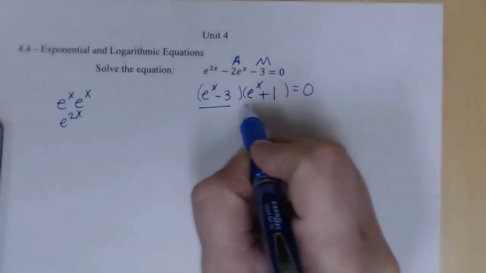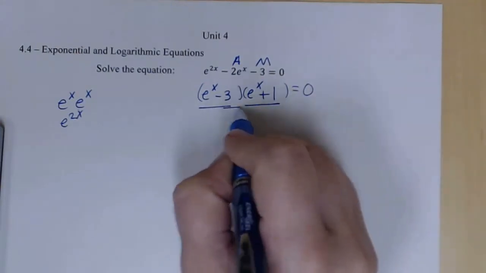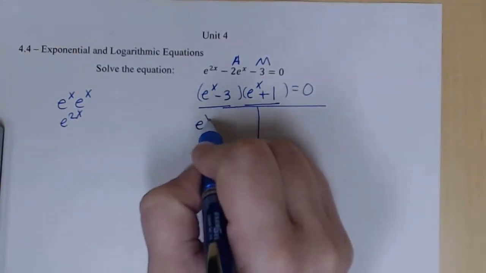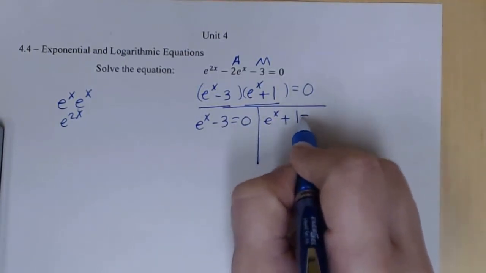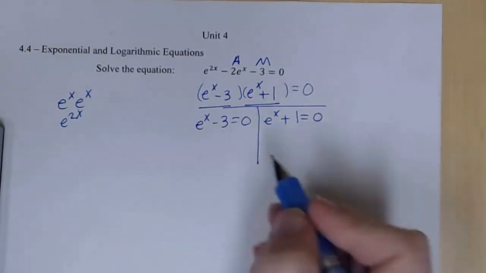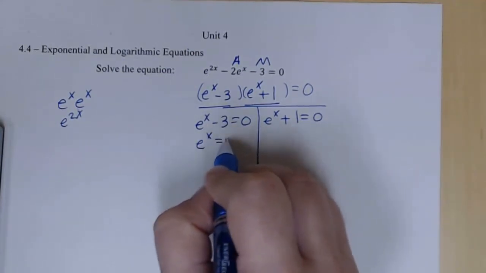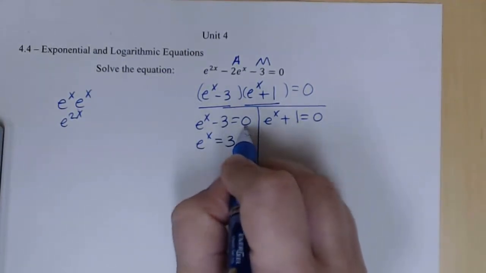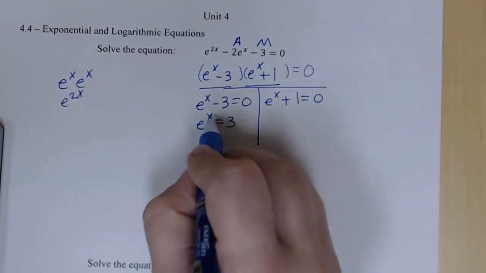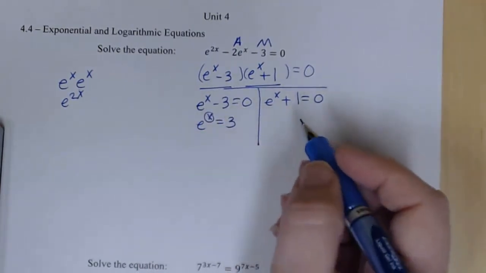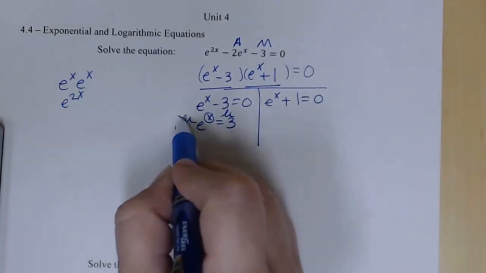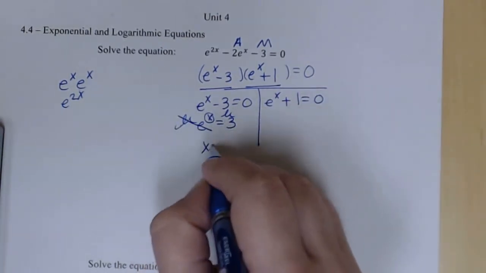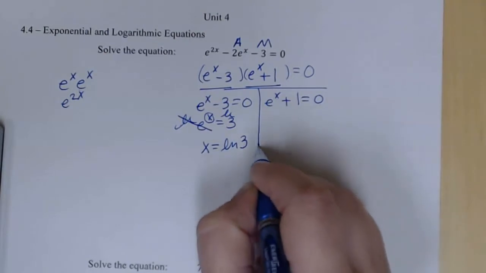Now that I have something times something to give me 0, I'm going to solve that. e to the x minus 3 is equal to 0, and e to the x plus 1 is equal to 0. I'm going to solve both of these out. So I say e to the x, that'd be equal to 3 by adding that 3 over. But I got to solve for x. So now I'm going to have to pull in some of those properties. So I'm going to ln both sides. ln e looks like line, so I put a line through it. That gives me x equal to ln 3.